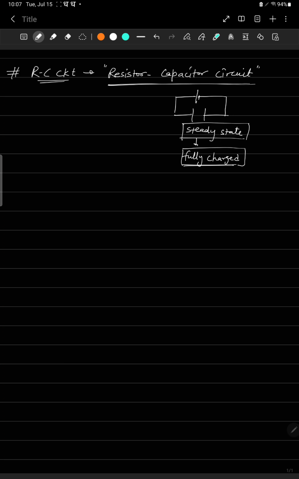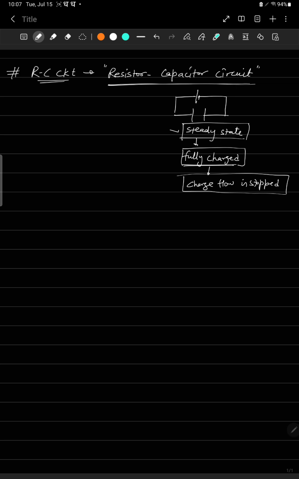So when the capacitor is fully charged, it stops taking charges. So we say that the charge flow is stopped, and through the capacitor there is no charge flow. That's what we say when the capacitor is in steady state. And that is the nature of a capacitor: it stores the charge only, right?